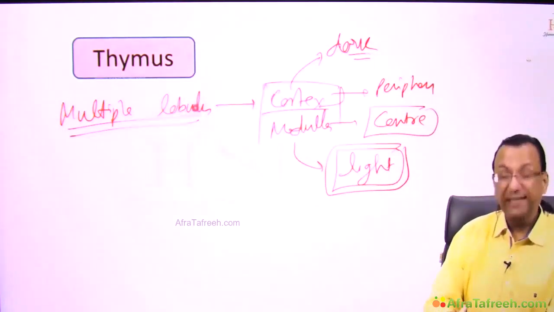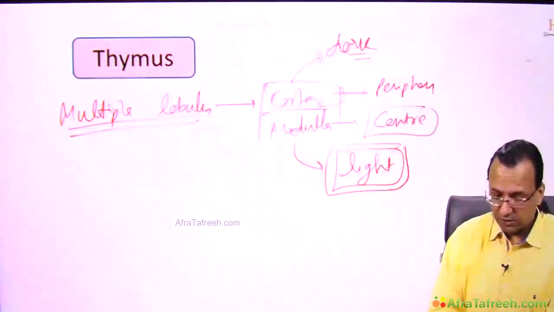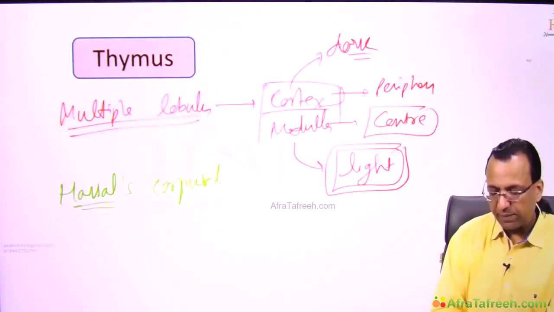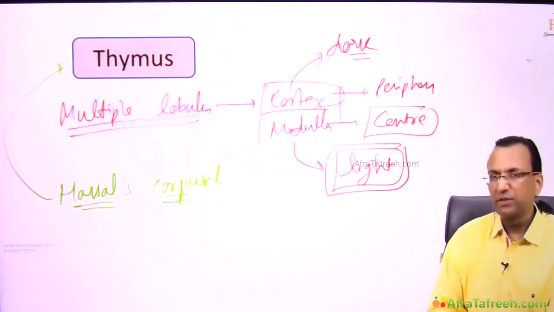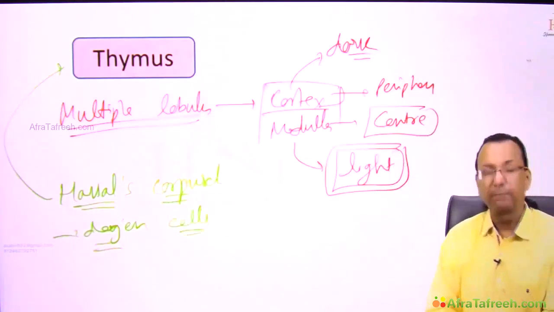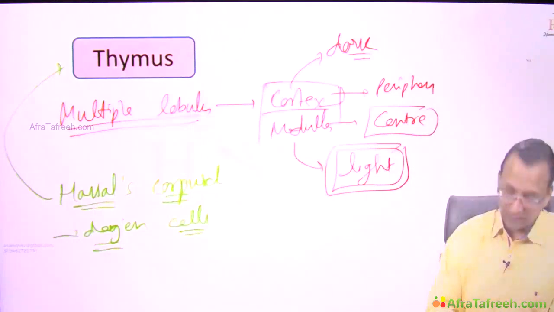And one more thing is peculiar here. If it is evident, that is called as Hassall's corpuscle. Hassall's corpuscle is a typical feature found in the thymus. It is some degenerating cells, and they make the Hassall's corpuscle in thymus. Yes, that is how it is identified. Let us look at the diagram now.